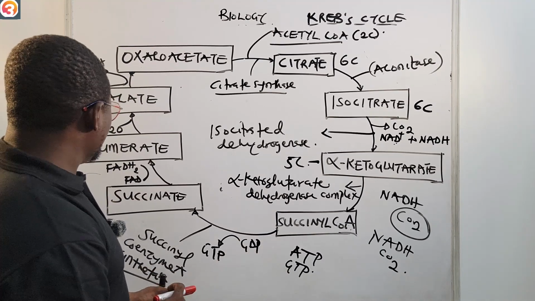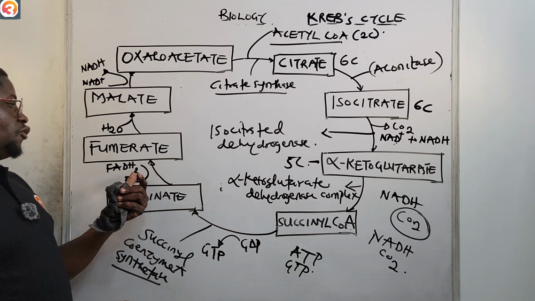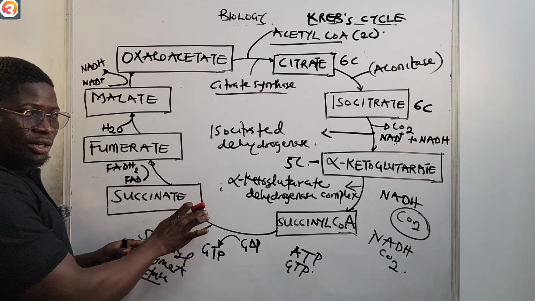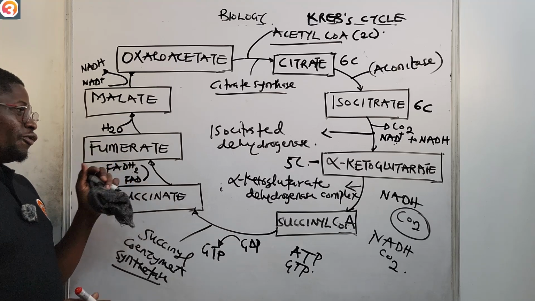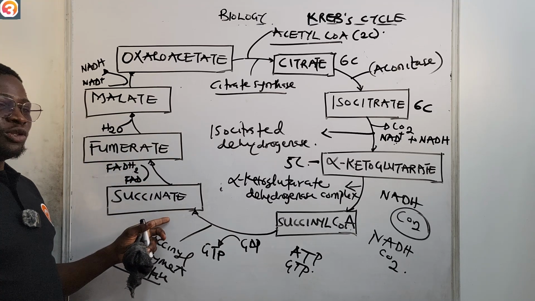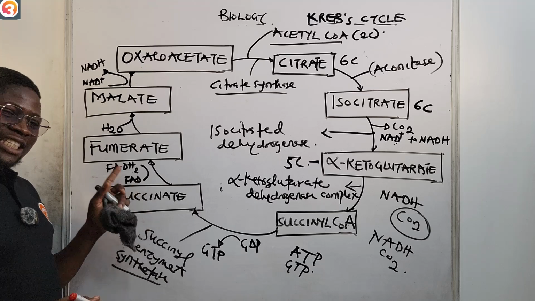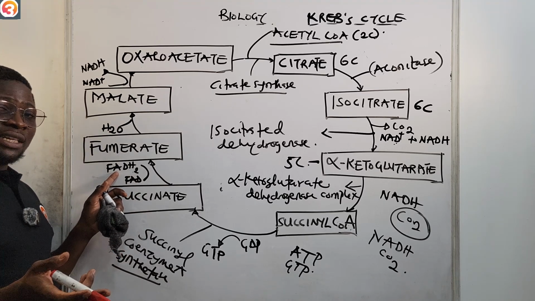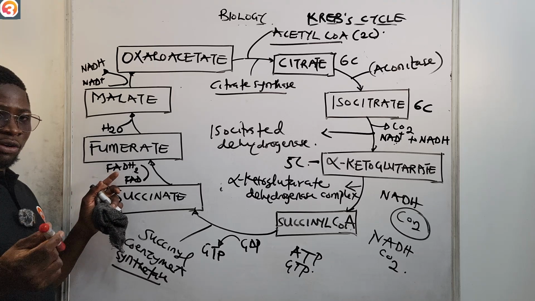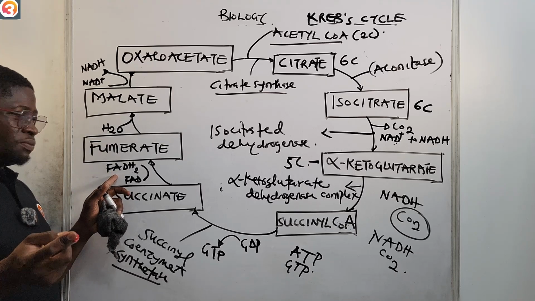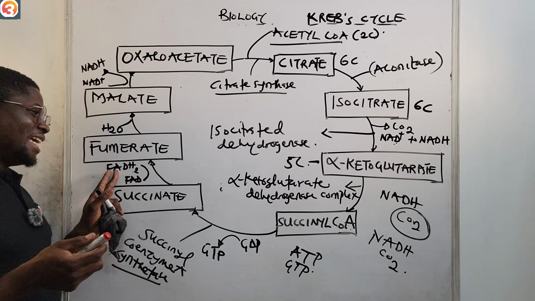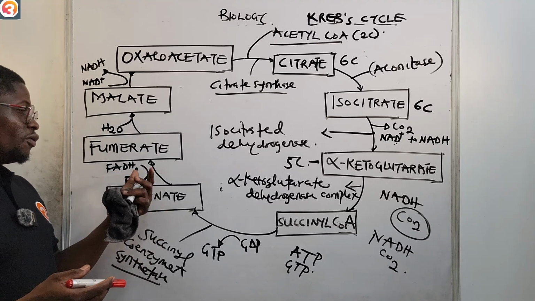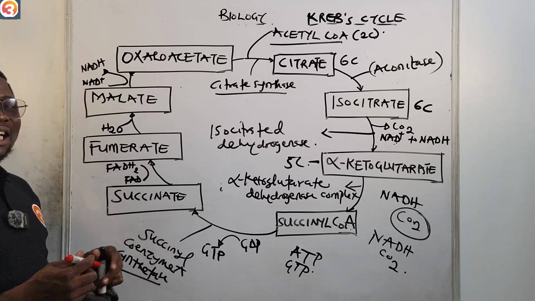Now that will take us from succinate to fumarate. Succinate is oxidized to fumarate. In this process, FADH2, the reduced form of FAD, is produced. The enzyme involved in the oxidation of succinate to fumarate is called succinate dehydrogenase.